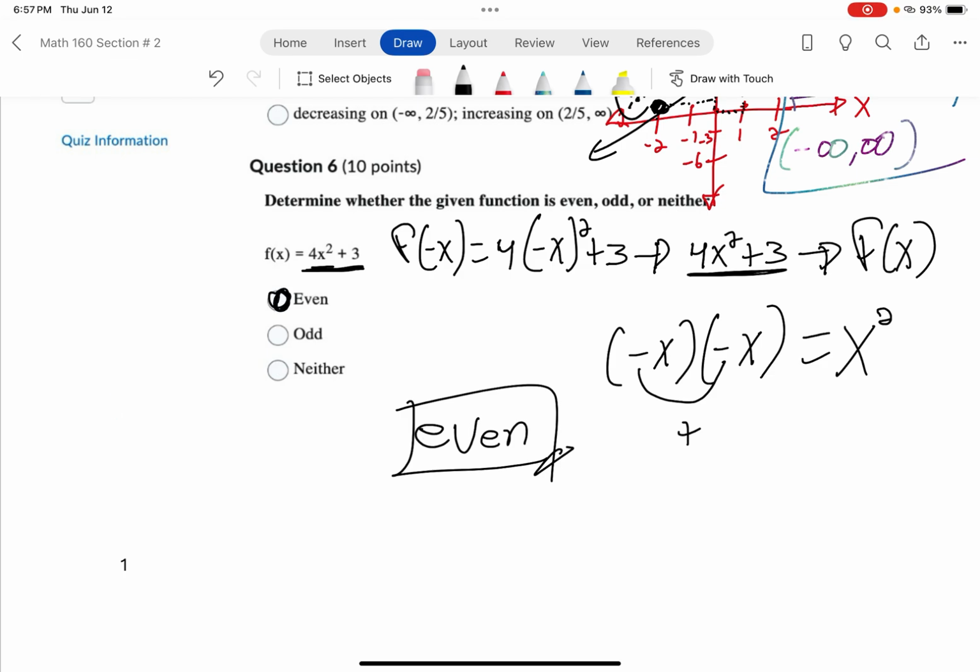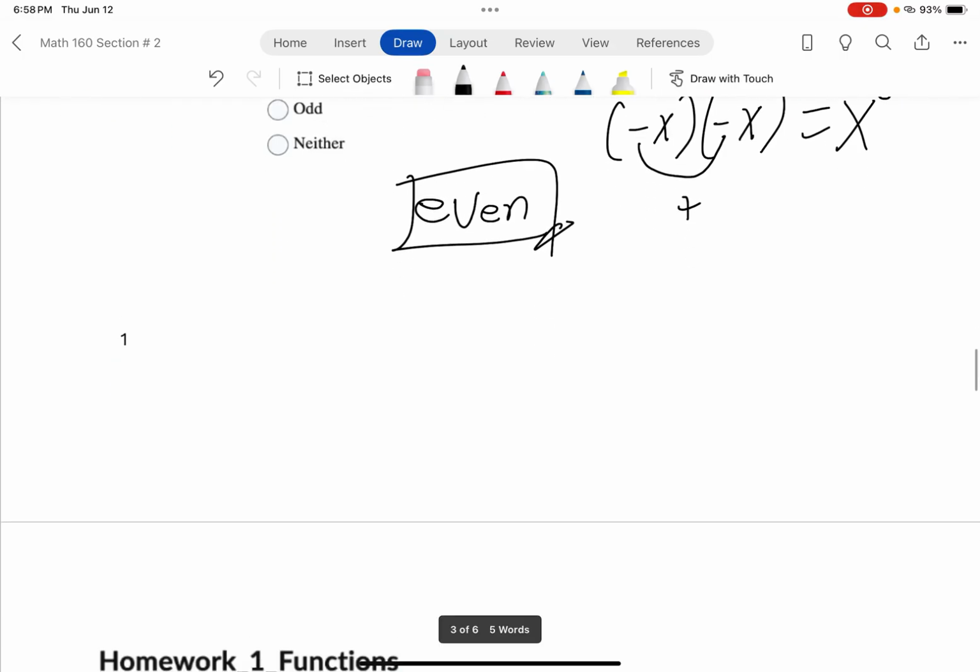This is the answer for your equation, which is right here. If you got negative, like in here, for example negative f of x, your equation will be odd. This is simple. Let me continue with the next one.